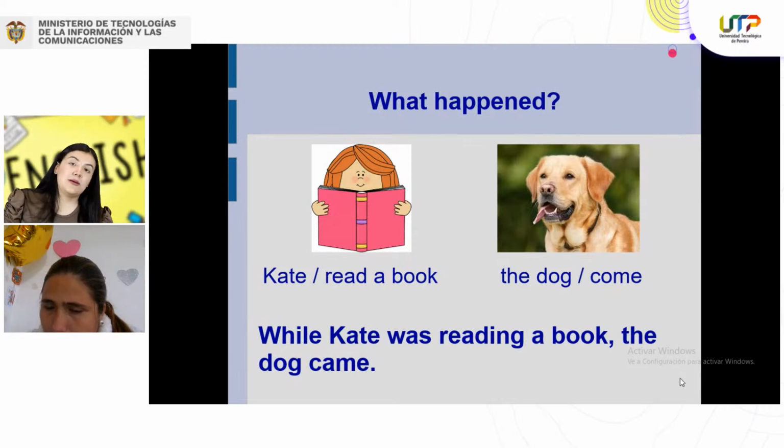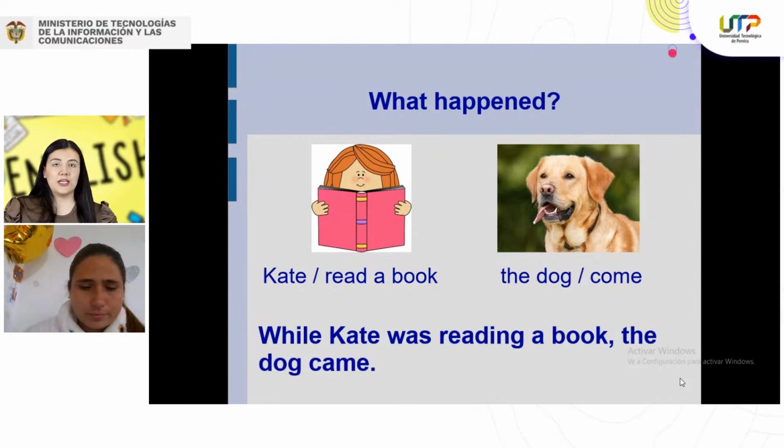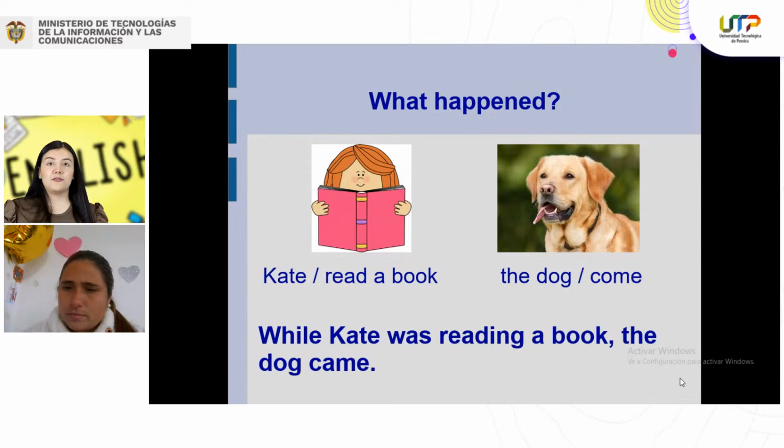Puedo hacerlo de esta manera o también puedo hacerlo en el orden contrario, como Sergio lo hizo. Entonces Sergio dice, Kate was reading a book when the dog came. But in that case, remember, if I'm going to place the interruption after the past continuous action, I have to use when. Okay? Very good, Sergio.